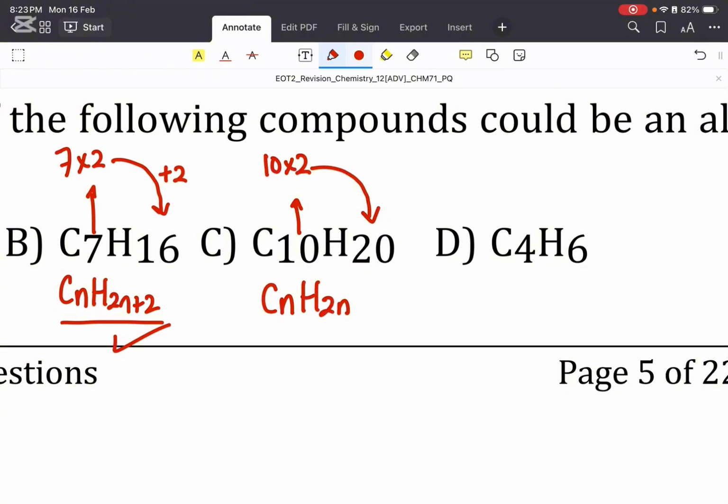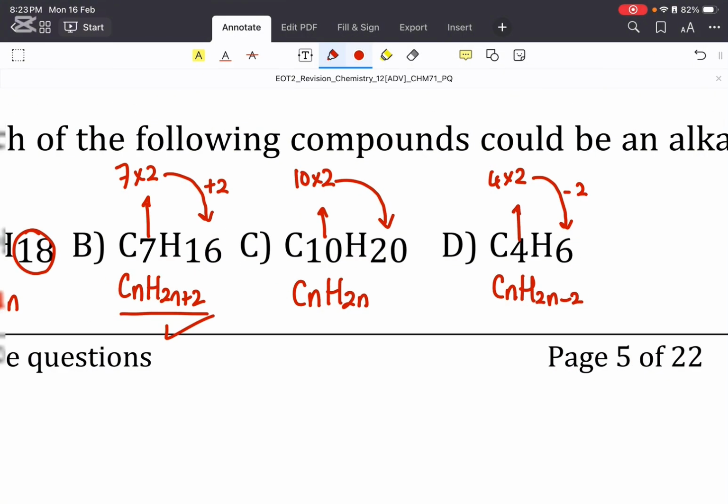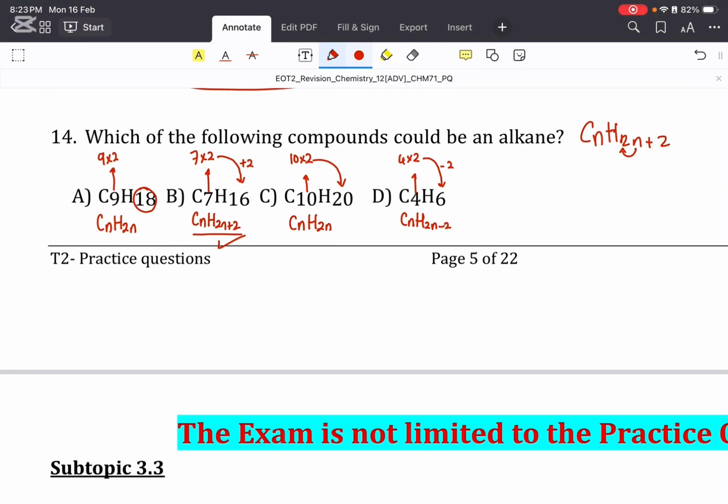That's an alkene. Again, n is 4. 4 times 2, that's an 8. But here it's written 6. It means they subtracted 2. So this one is following the formula CnH2n-2 and it is an alkyne. So the right answer is B.